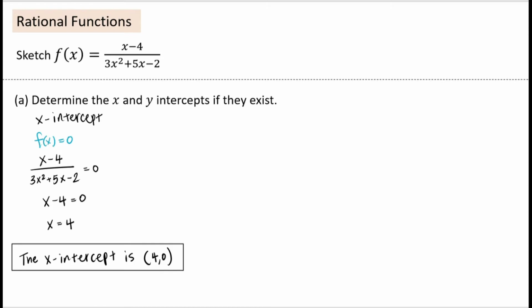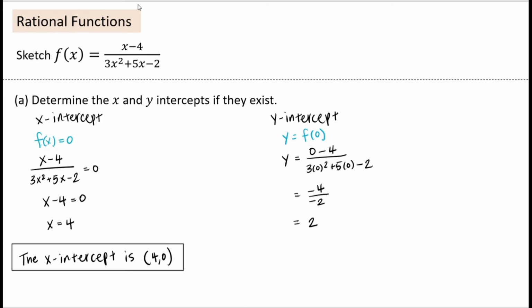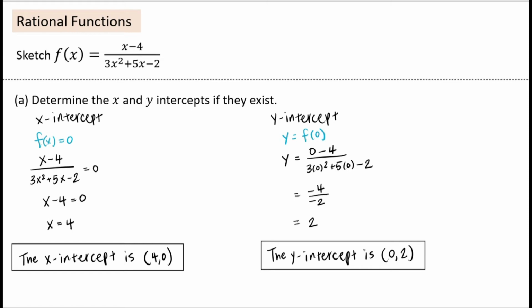To find the y-intercept, we solve y is equal to f of 0. We have (0 minus 4) over (3 times 0 squared plus 5 times 0 minus 2), which is negative 4 over negative 2. We get 2. The y-intercept is (0, 2).